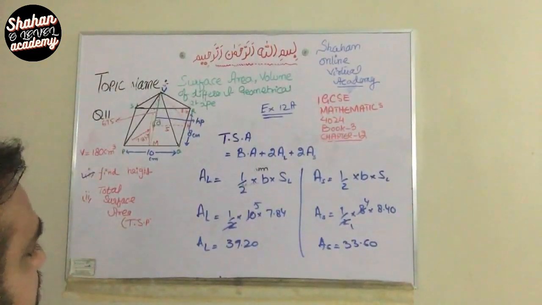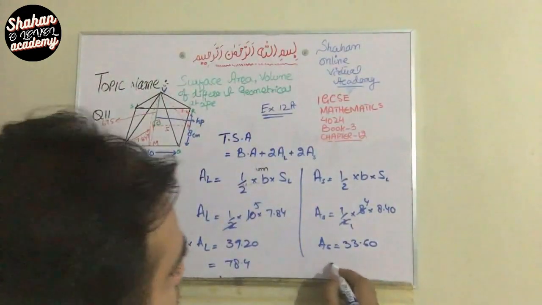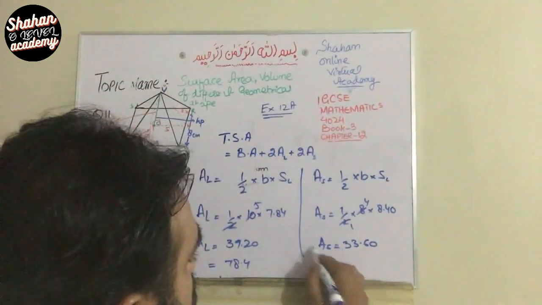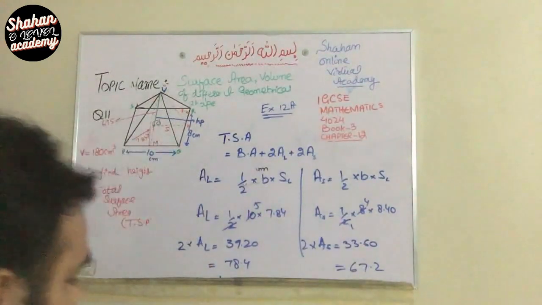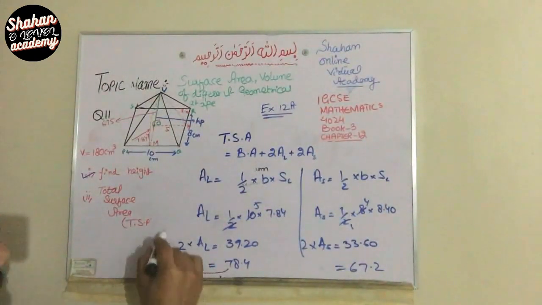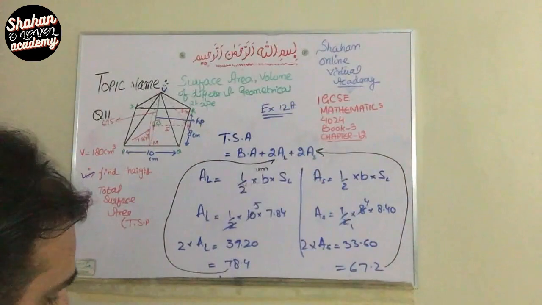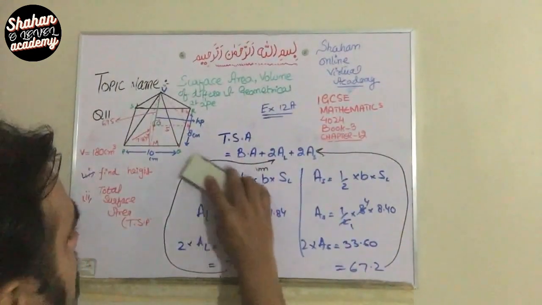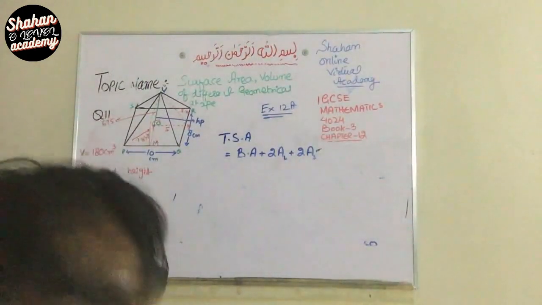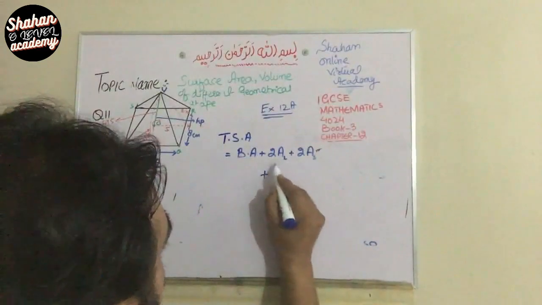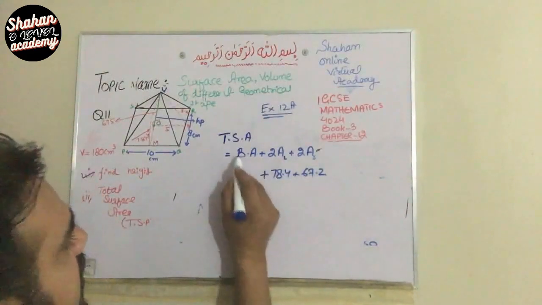Now we just multiply the values with 2: 78.4, and if we multiply the other value with 2, we get 67.2. Now it's so simple. We just put the values in that position and we find our answer. And what will be our answer? It's 78.4 and 67.2. And what is the base area?